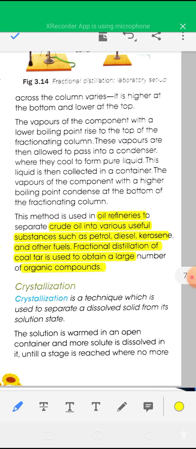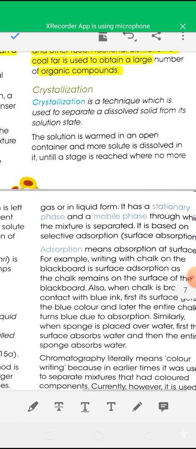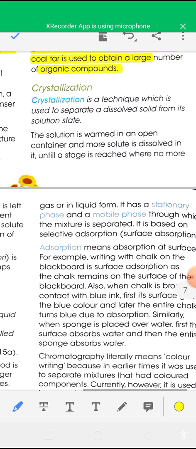Okay, so the fractional distillation method is used in refineries to separate crude oil into various useful substances such as petrol, diesel, kerosene and other fuels. And fractional distillation of coal tar is used to obtain a large number of organic compounds. And the next separation method is crystallization.